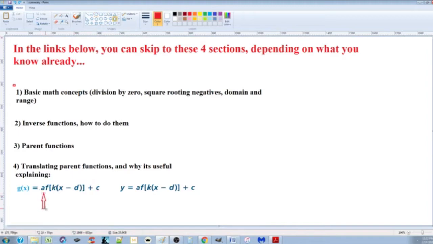ways. The a factor affects the y's. It stretches or compresses the y vertically. It's called vertical compression. The k compresses or stretches the horizontal, the x's. And this d simply moves your function left or right along the x-axis, and the c simply moves your function up or down along the y-axis.